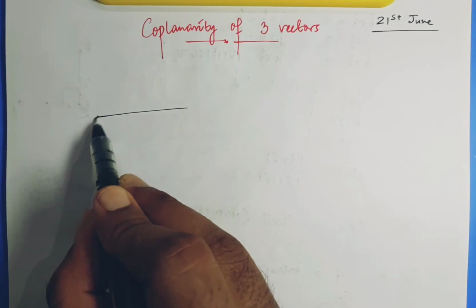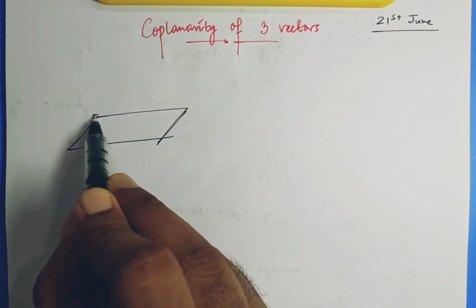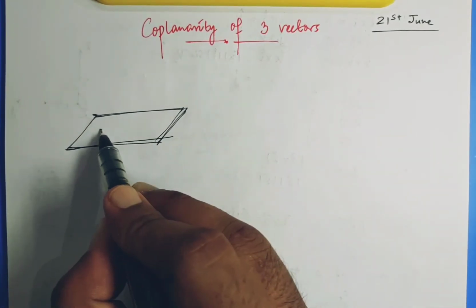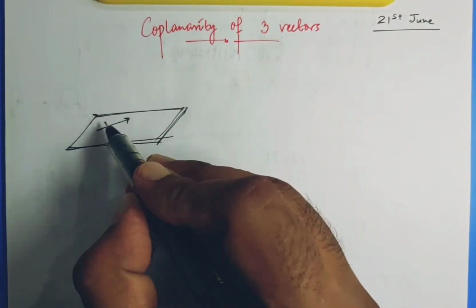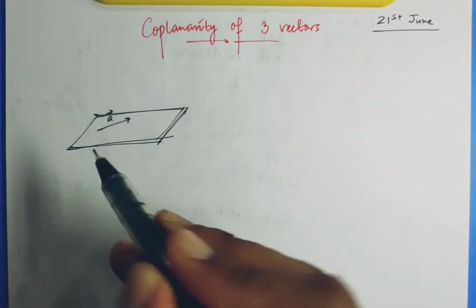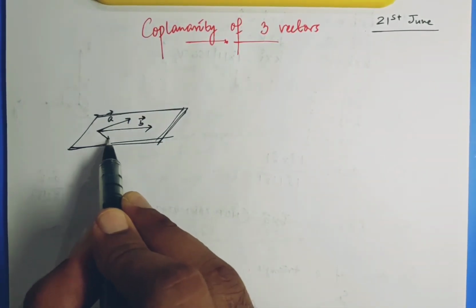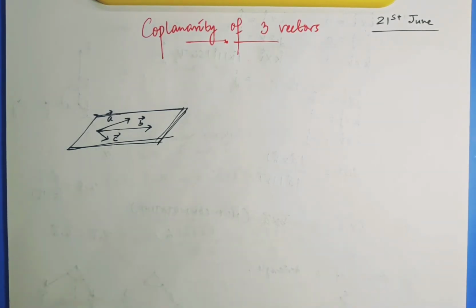Suppose we have a plane like this. This is a plane, right? So coplanarity of three vectors means, suppose I have A vector in here, then B vector in here, then C vector in here. So it means that all the three vectors lie on the same plane. It can be XY plane, it can be YZ plane, or it can be ZX plane, right?